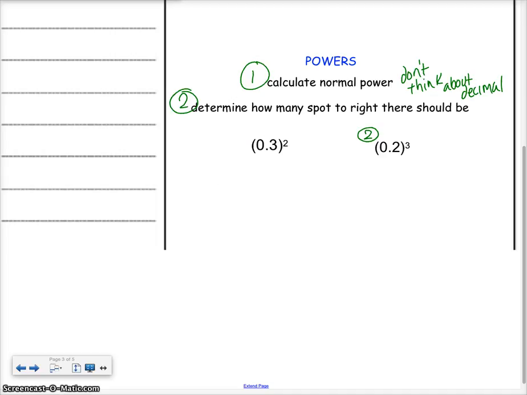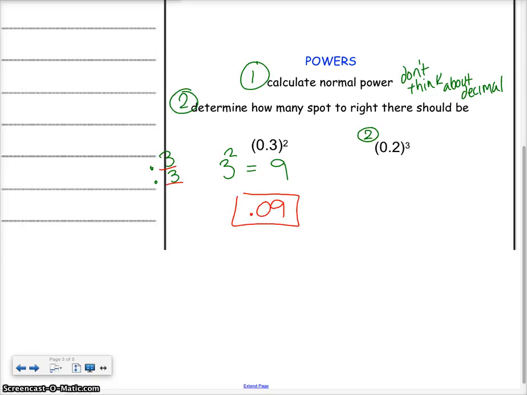0.3 squared. The first thing I'm going to do is 3 squared. 3 squared is 9. Now the second thing I'm going to do is determine how many spots to the right there should be to the decimal. So if I have 0.3 and 0.3, I need to have 2 spots to the right of my product. So if I have a 9, I need 1 placeholder 0, and it would be 0.09.